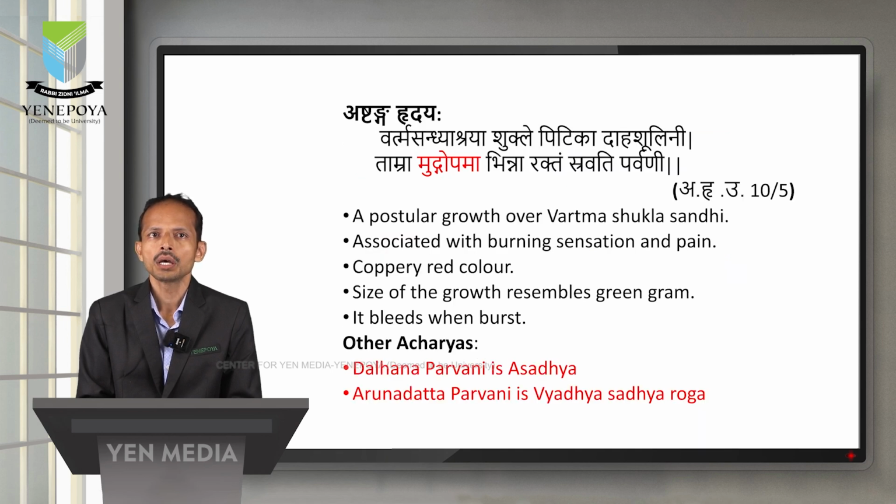According to Ashtanga Hridaya, Vartma Sandhyasya Shukle Pitaka Dahashulini Tamra Mudgopam Binnam Raktam Sravati Parvani. A pustular growth or Pitaka over the Vartma Shuklagata Sandhi, associated with Daha and Shula, having a Tamra Varna and the size of a Mudgopamannam, so just like a green gram size. When it is broken open, there will be Rakta Srava. This condition is called Parvani as per Ashtanga Hridaya.